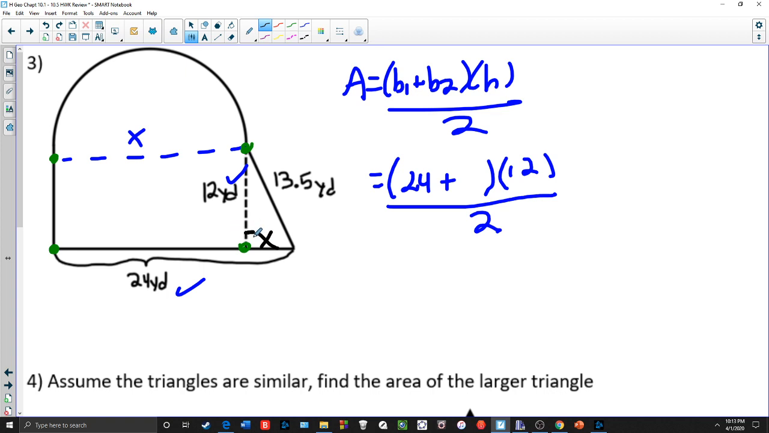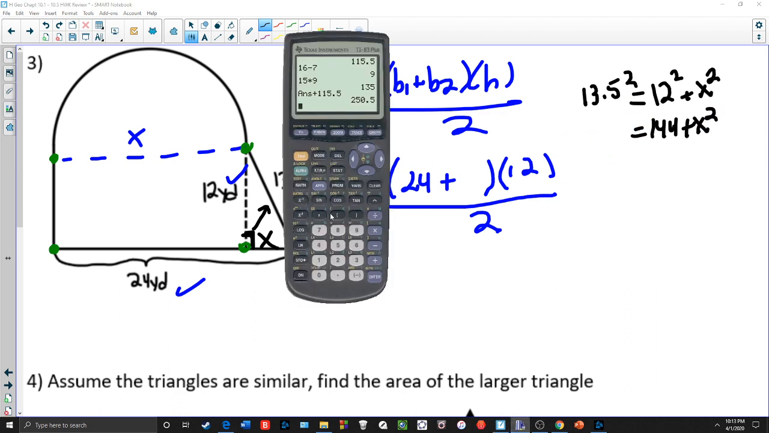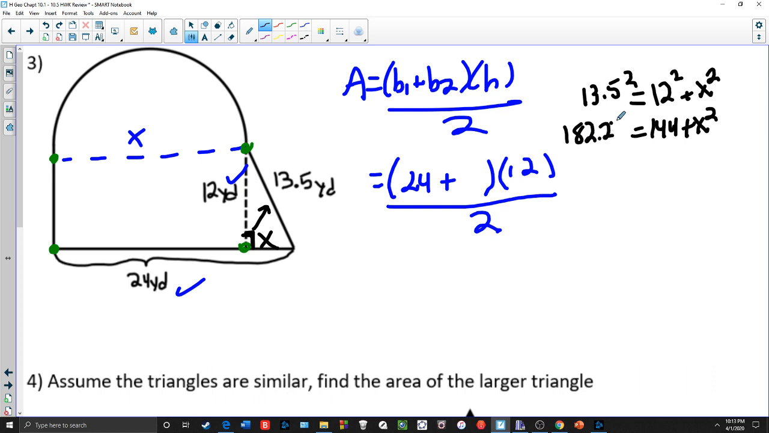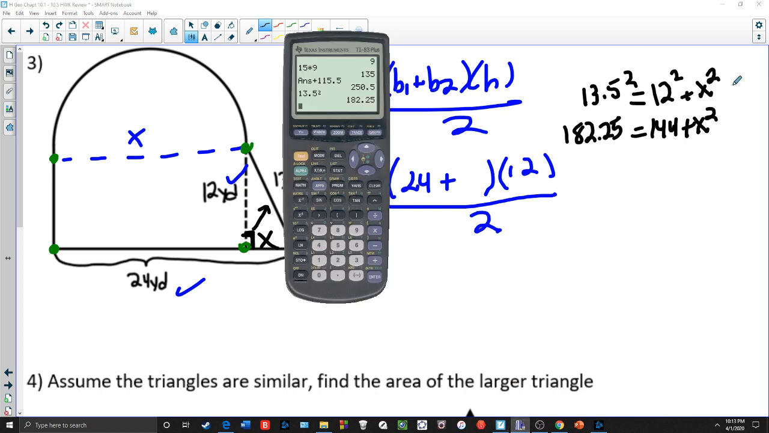No, because this is a right triangle, because heights are always at right angles. So 13.5 is my hypotenuse. I can figure out what x is. 13.5 squared is equal to 12 squared plus x squared, because again, that's a little right triangle here. So 144 plus x squared is equal to 13.5 squared, which is 182.25.